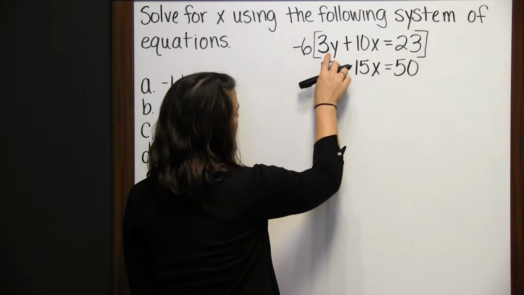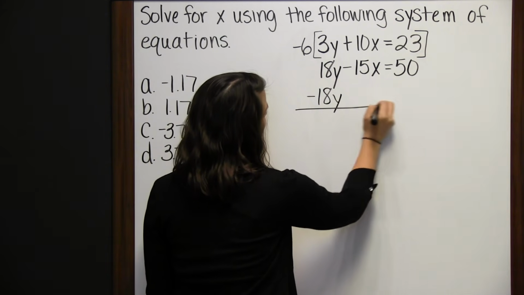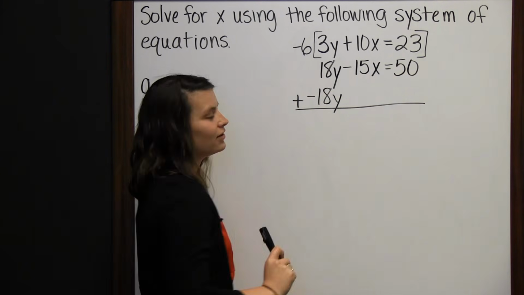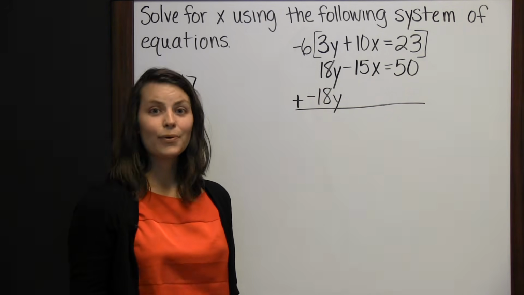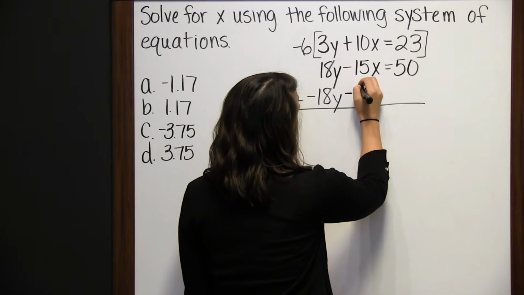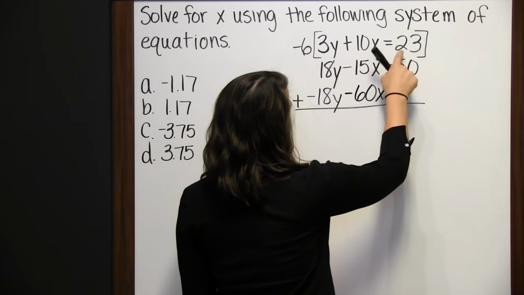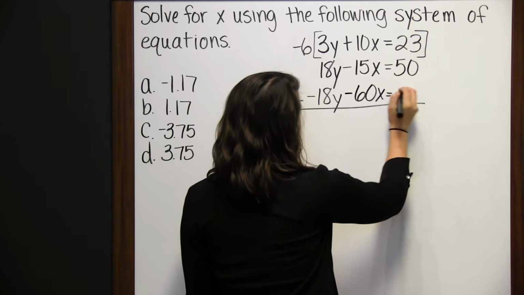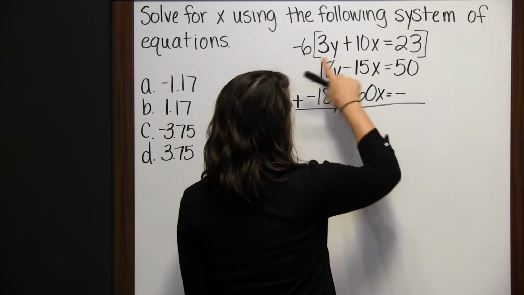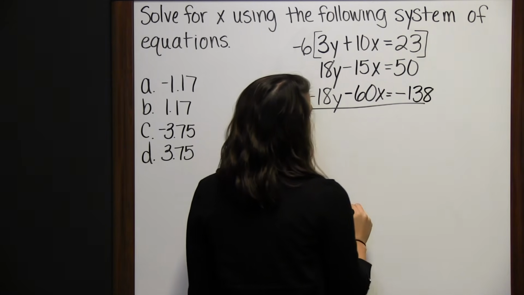Because negative 6 times 3y is negative 18y. And then when I add my two equations together, 18y and negative 18y will cancel or eliminate. Negative 6 times 10x is negative 60x. And negative 6 times 23 is negative... 6 times 20 is 120. 6 times 3 is 18, so 138.